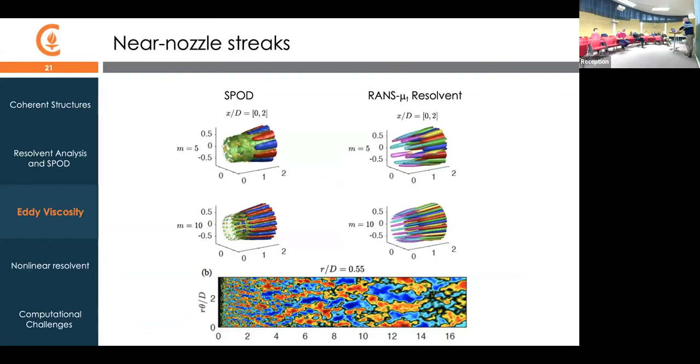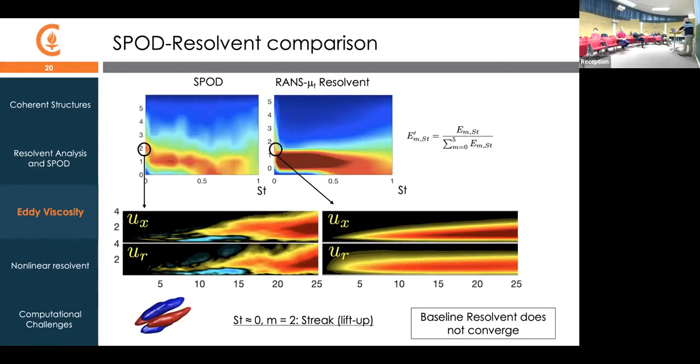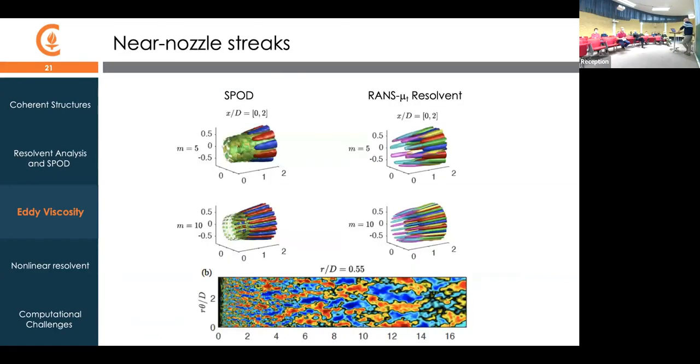Great. So these streaks, what I'm showing you on this picture is this global streak. This is the global SPOD spectrum, the global resolvent calculation. It's showing you this very huge streak that's all the way down the jet column, and this is an n=2 version of that streak. But as I showed you before, when we look at the actual velocity field, we can see this whole spectrum of streaks, right?